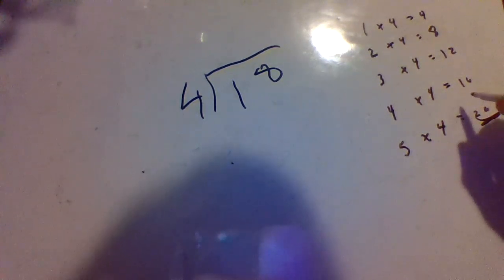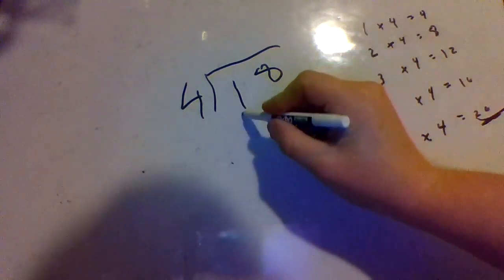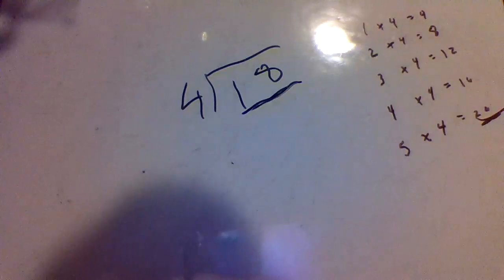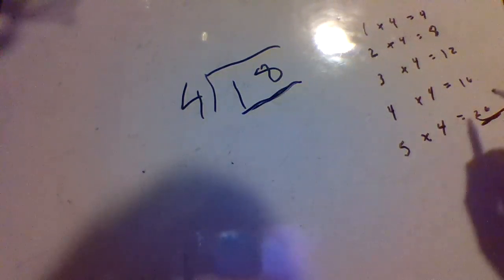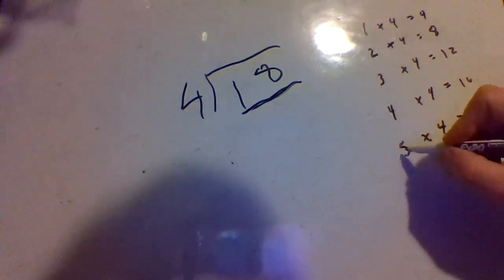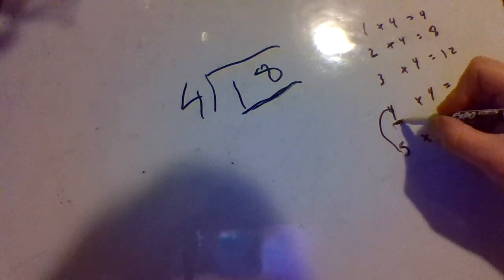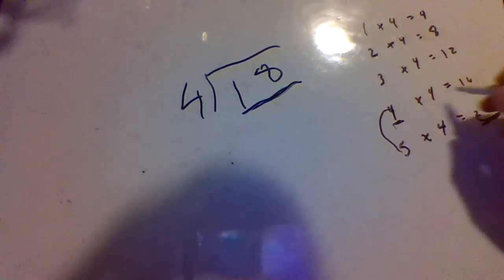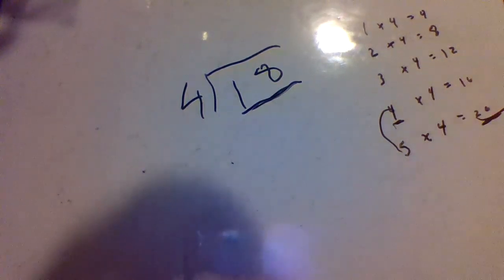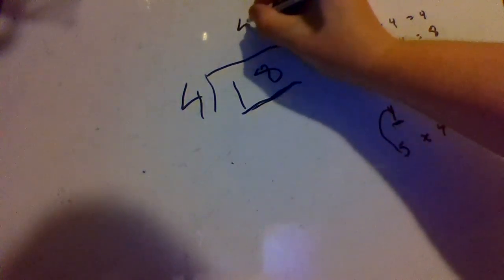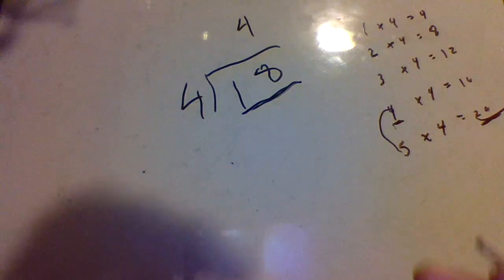And 20 is bigger than what we have under our house, which is 18. So we can't have a number that's bigger than 18. So that means we have to go from 5 to the one before it, which is 4. And as you can see, 4 times 4 equals 16. So that means 4 would be our answer. But now we're not done.